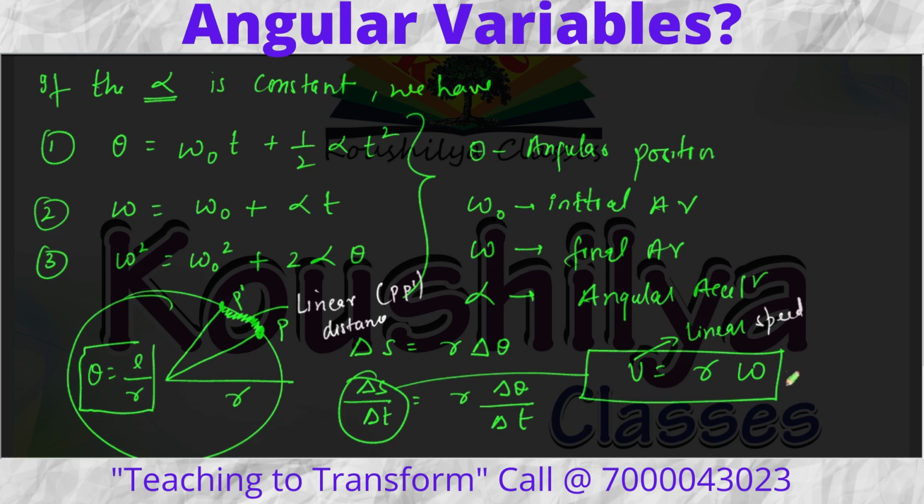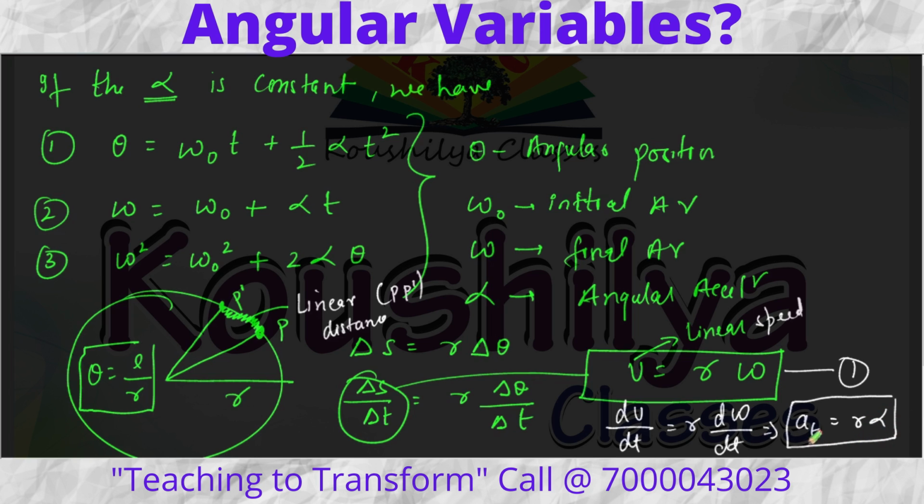Differentiating this equation, let us suppose this is equation 1. Once we differentiate, dv by dt is equal to r, which is a constant, so it comes out, times d omega by dt, which gives us at is equal to r alpha. The differentiation of angular velocity with respect to time gives the angular acceleration. This is confirmed, so the right hand side has no problem.